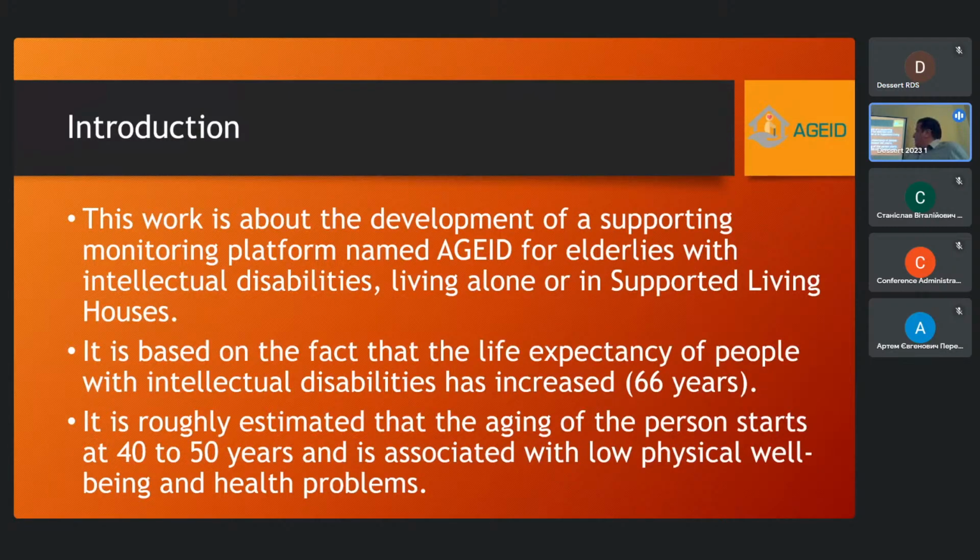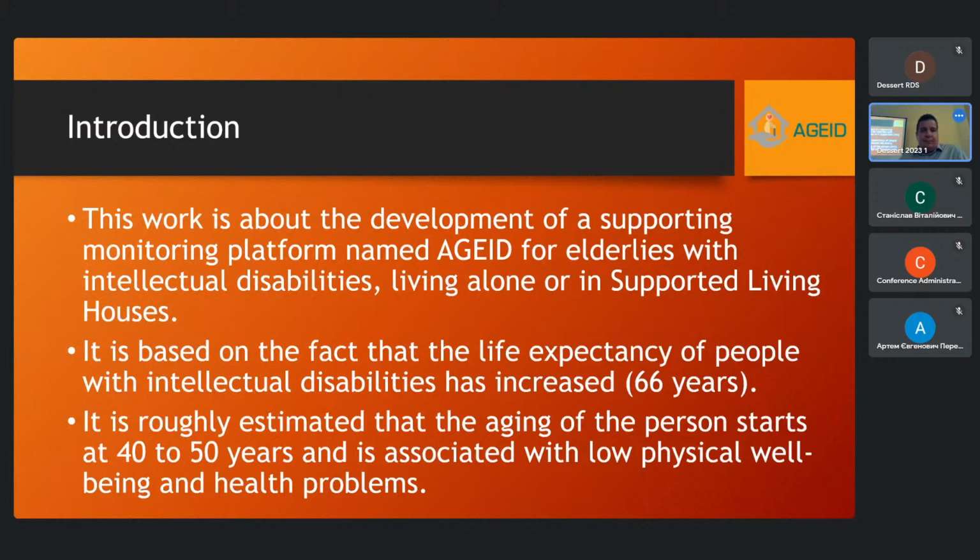So this is the target group, but what happens with this target group? In the last decades, the life expectancy of these people is becoming higher because the services are better. So this population becomes seniors, and that was not something that happened in the past. So now they have to serve them as seniors also, not only in the early ages.